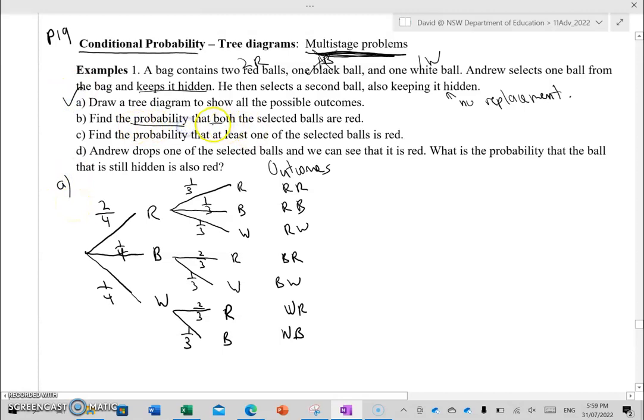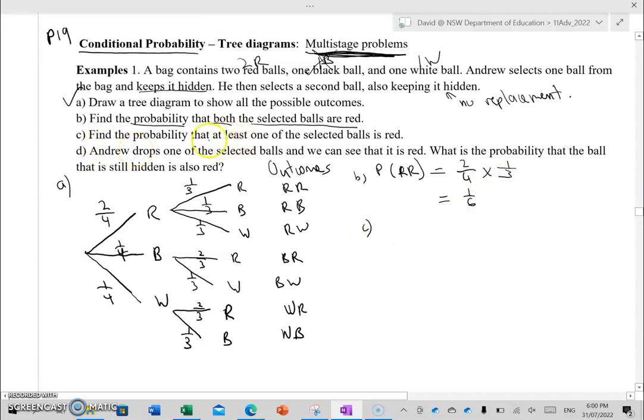Part B. Find the probability that both selected balls are red. So for part B, we want to work out the probability of red, red. Multiplying across the tree diagram, 2 out of 4 times 1 out of 3. Simplifying, that's going to be 1 out of 6. Part C.